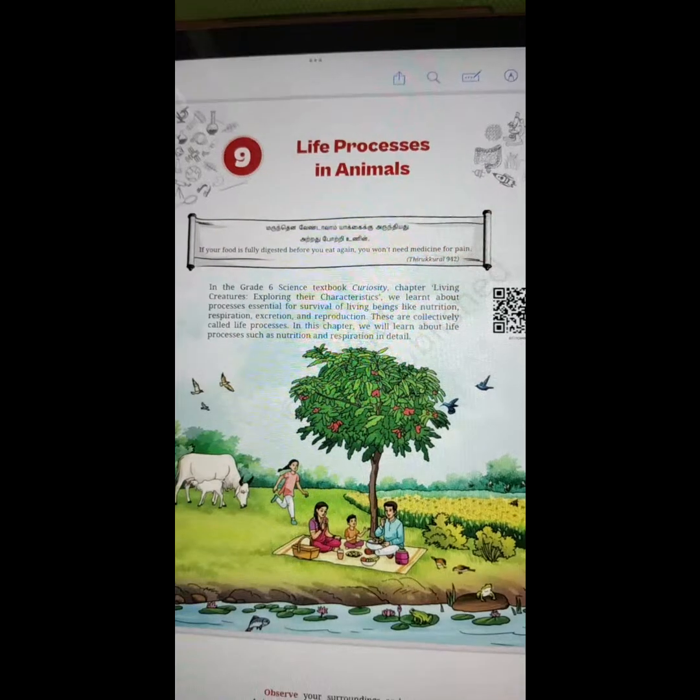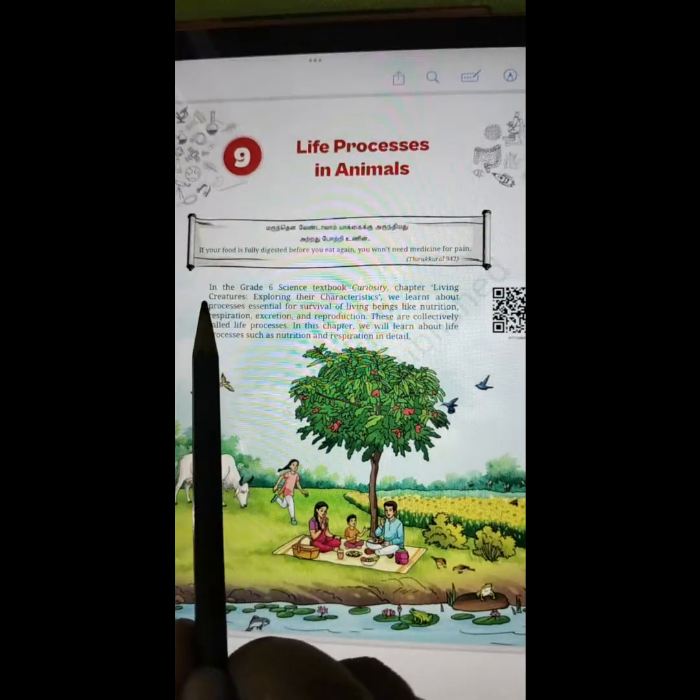So without further ado, let's get started with the reading of Life Processes in Animals from the Curiosity Book of Science Class 7, suggested by CBSE Board.